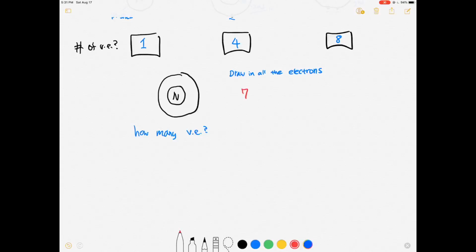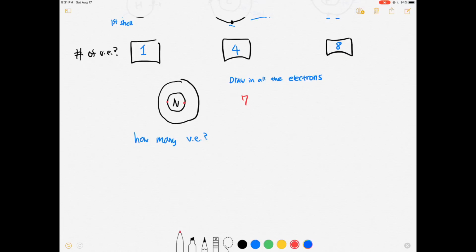For the innermost shell, the first shell, it can only take up to 2 electrons. So you draw out those 2 electrons for the first shell. And now you draw out the rest of the electrons, so 5. First you put 1 in each position. So there goes 4, and then you have 1 left, so you put the 1 over here. So the valence electron count is 5, because there's 1, 2, 3, 4, 5 in the outermost shell. Not that hard, right?